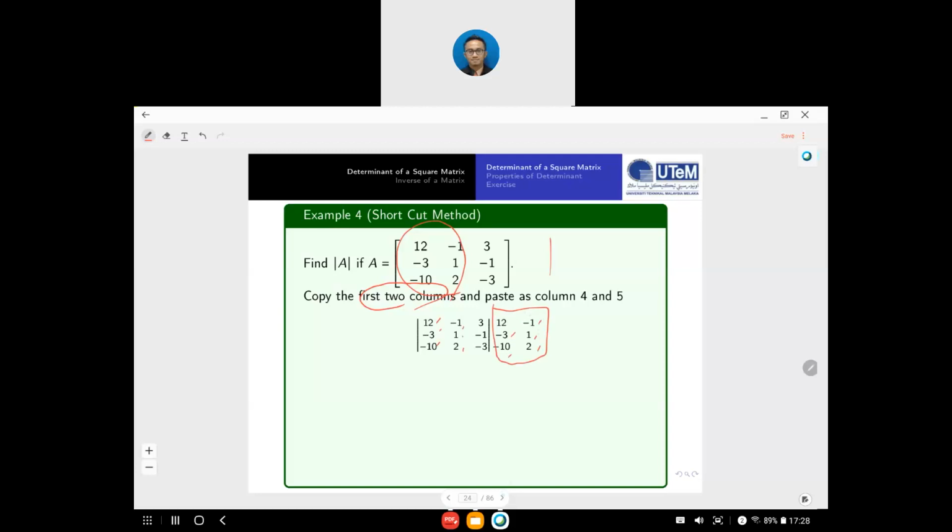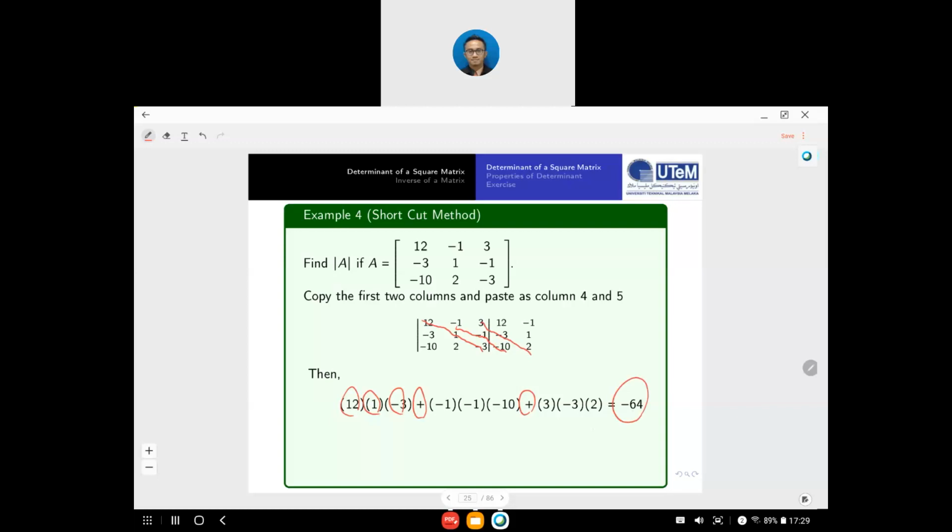And then you add the diagonal multiplication. That means you multiply these: 12 times 1 times negative 3. Plus negative 1 times negative 1 times negative 10. Plus 3 times negative 3 times 2. So you get the summation for this one is negative 64.